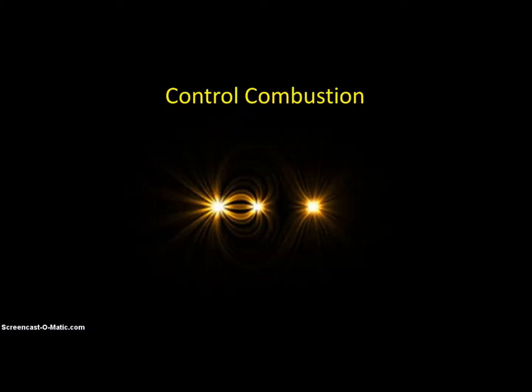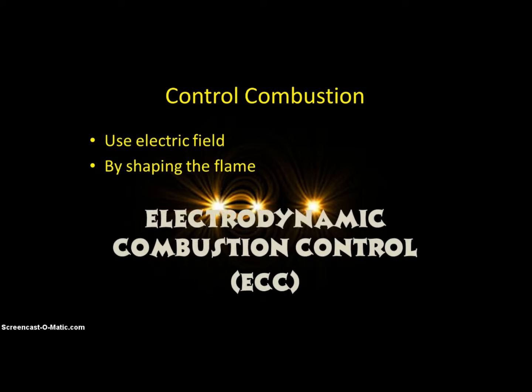Control combustion. So how do we control the combustion? That's the question. One way to control the combustion is by shaping the flame using an electric field. There is one technology nowadays in the world that can help in overcoming the problem of air pollution, and the technology itself is called ECC, which means Electrodynamic Combustion Control. Check out the next video to know what ECC is.